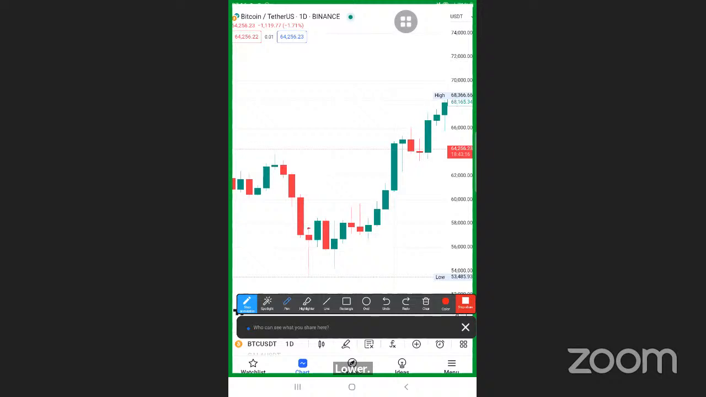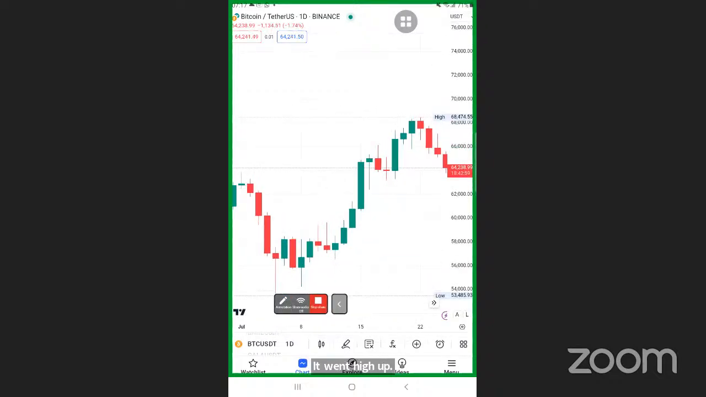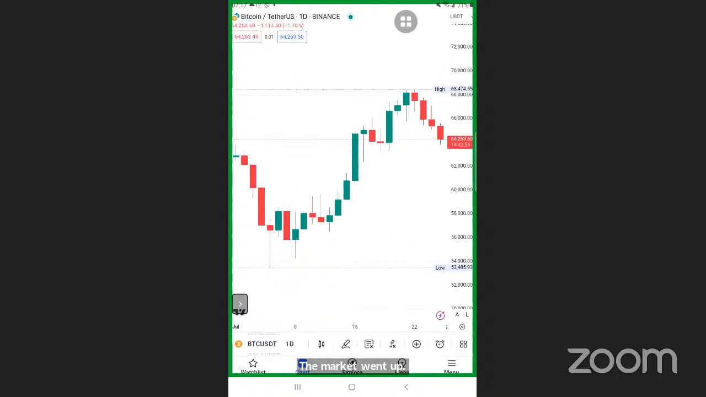Sometimes it does not have the upper shadow. Sometimes it does have the upper shadow, but it is a small one. So with the appearance of this pattern here, the market changed direction. It went high up. Can you see? The market went up there. The market changed direction.